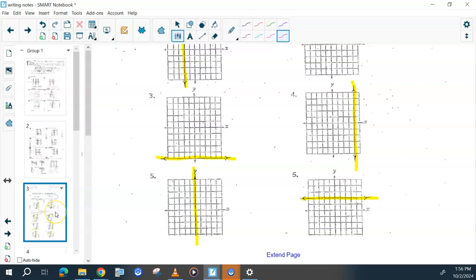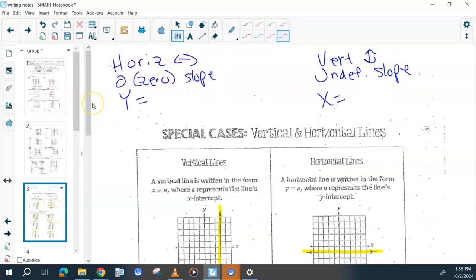Okay. Last thing. So previously we talked about the slopes of horizontal and vertical lines. We talked about how to graph said lines, but now we're going to learn how to write the equations for those lines. So I'm bringing back our notes up. Horizontal lines have 0 slope and are y equals. Vertical lines have undefined slope and are x equals. If you want to write that, you can.